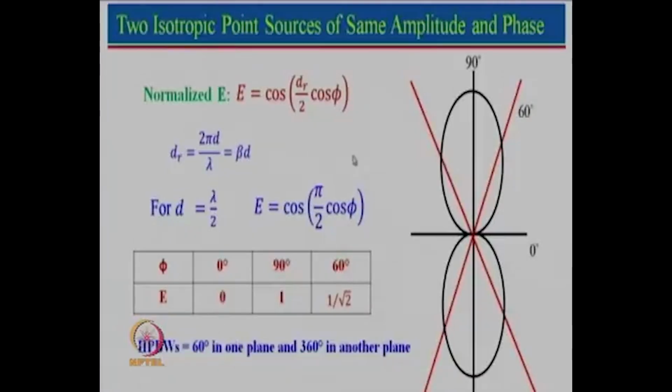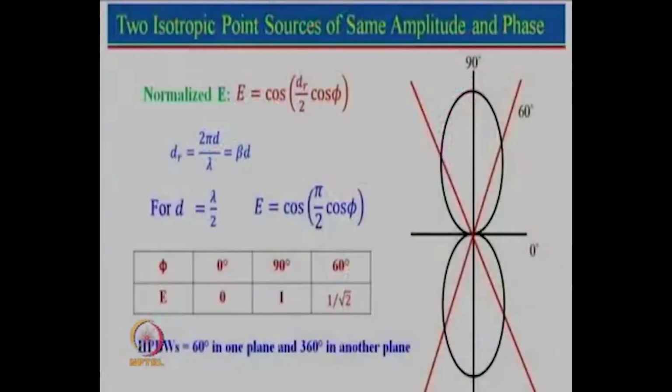So based on just this information, we can do the plot. So this is phi equal to 0, and along phi equal to 0, we can see the field is 0. And now this is increasing, at phi equal to 60 this value is 1 by square root 2, and then it becomes the maximum value, which is 1, and then it is getting repeated over here. Now, this one is just showing the radiation pattern in this plane, but there is also a pattern which is along that.